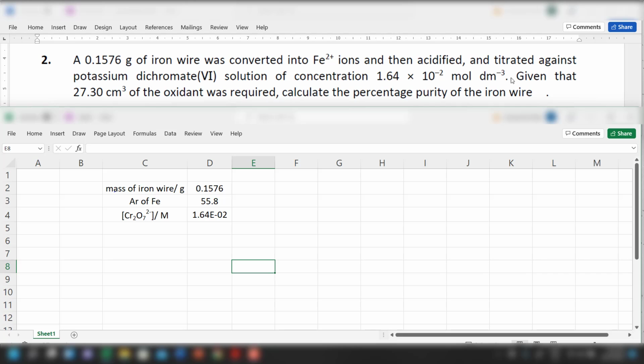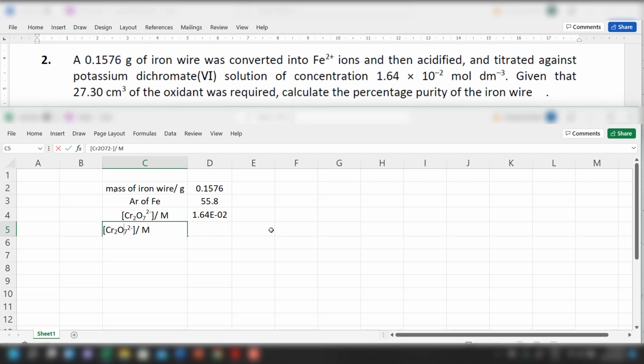And then given that 27.30 cubic centimeters of the oxidant was required, calculate the percentage purity of the iron wire. So now I'm going to just input the volume required. I'm going to do this quickly. So just volume, and usually for volume I would like to keep it in dm cube rather than what we are usually familiar with.